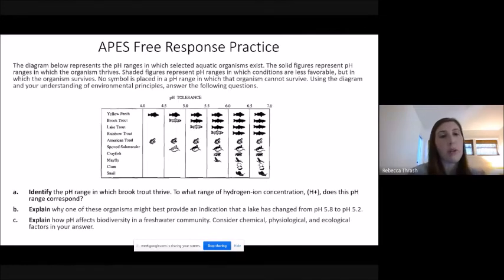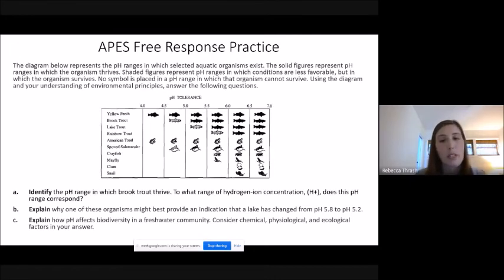The diagram below represents the pH ranges in which selected aquatic organisms exist. The solid figures represent pH ranges in which the organism thrives, and shaded figures represent pH ranges in which conditions are less favorable, but in which the organism survives. No symbol is placed in a pH range in which the organism cannot survive. Using the diagram and your understanding of environmental principles, answer the following questions.